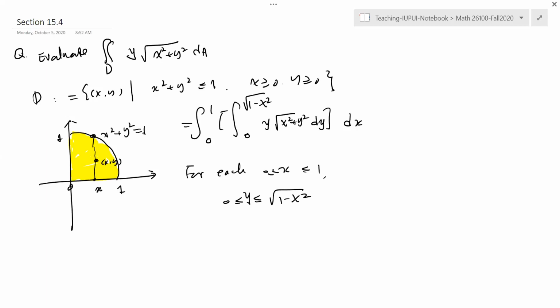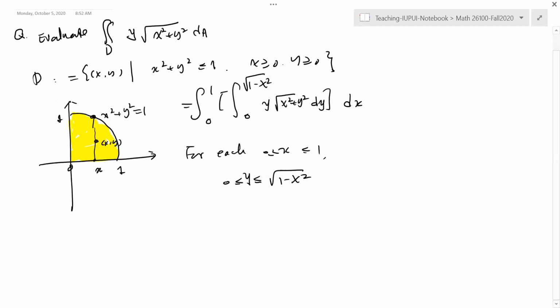Now you can evaluate this integral, in my opinion. But it's a little bit difficult. The reason is you have to use a substitution. Then you can do it. If you want to switch the order, you cannot just switch this integral without changing anything. Only for the intervals, you have to redo the problem again.